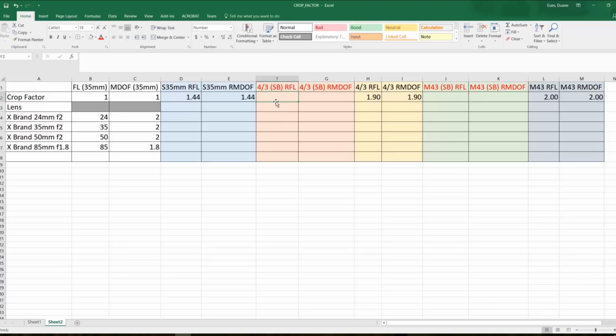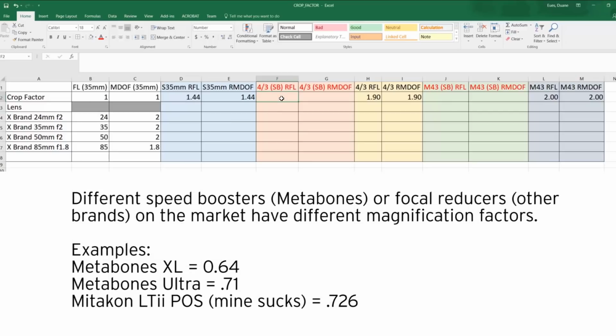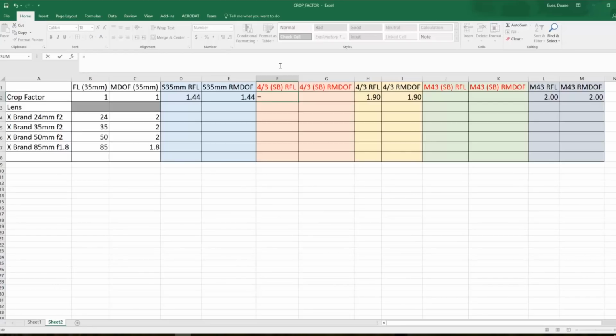Now we're going to figure out the speed boosters with the crop factor. Okay, so to figure out the crop factor of any sensor with a speed booster, you basically multiply the crop factor by whatever the magnification is of the speed booster. So I'm going to use the 0.71 because that's what I have. Okay, so we're going to create a formula. We're going to say equals, and it's going to be the crop factor of the 4/3, and then we're going to multiply by 0.71, and that gives us a 1.35. Okay, we're basically just going to copy that over to the next cell, because it's the same.